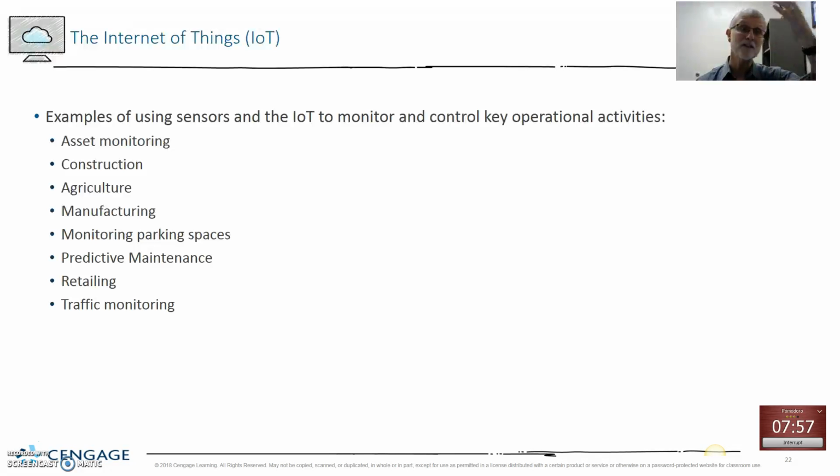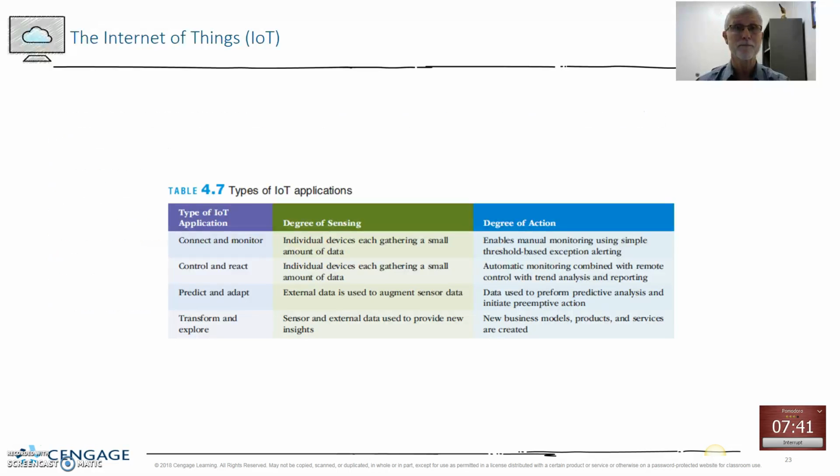What types of things could it be used for? You name it. Right now, it's all the way from asset monitoring to traffic monitoring and everything in between. So get used to it. It's probably going to be the biggest thing on the internet since the internet was created.